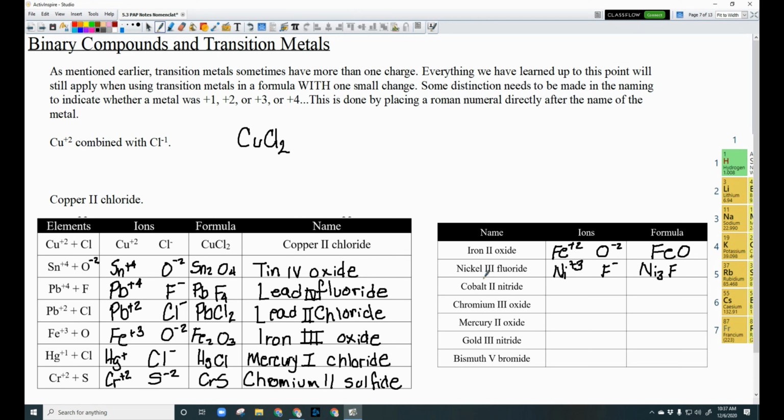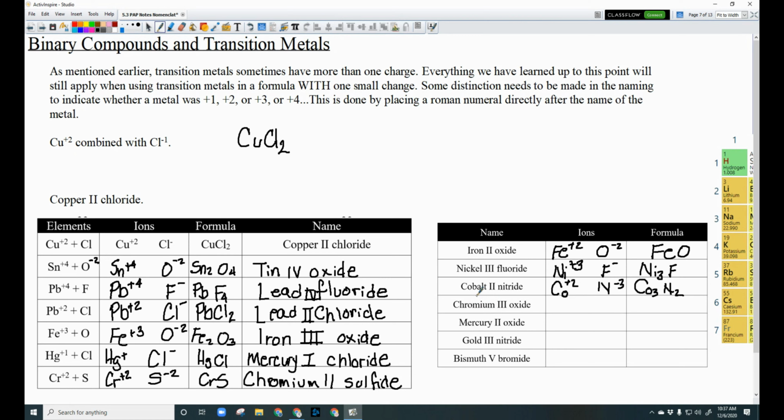Okay. Cobalt 2. The symbol for cobalt is Co. 2 means it's got a +2 charge. Nitride comes from nitrogen. Nitrogen's a -3 charge. Doesn't cancel out to 0, so swap and drop. So we have Co3N2.